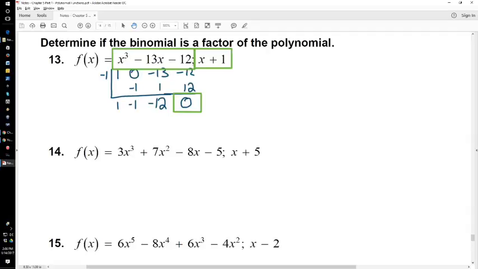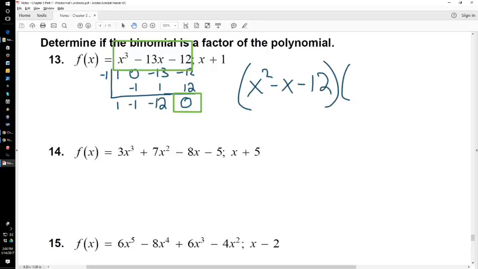So, if I were to factor this x cubed polynomial, I could factor it down, and at this stage in the game, I would have x squared minus x minus 12 as one of my factors, and the other one as x plus 1. So the answer, in short, is yes.